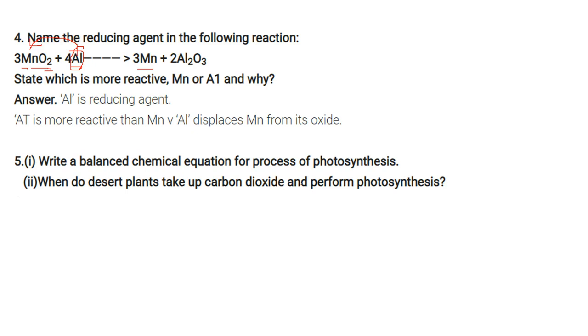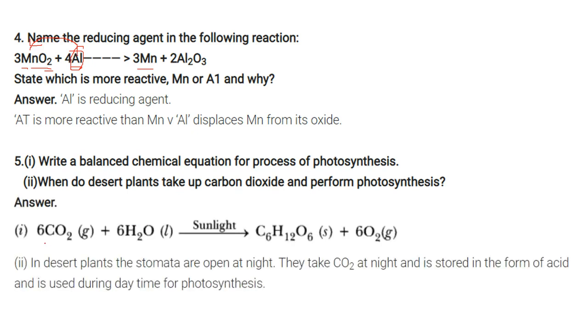Write a balanced chemical equation for the process of photosynthesis. So what happens in photosynthesis? Carbon dioxide and water in the presence of sunlight make starch or carbohydrate. So this is C6H12O6. Along with this, oxygen is liberated.